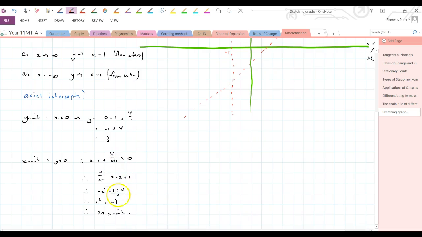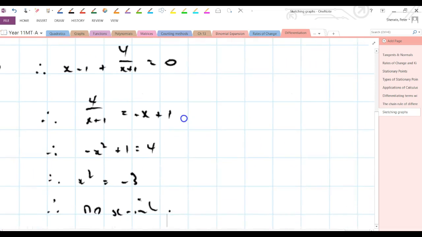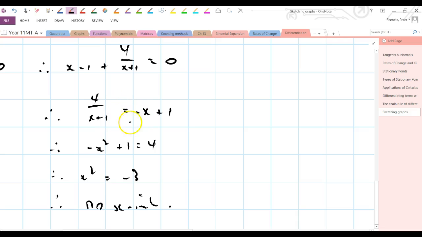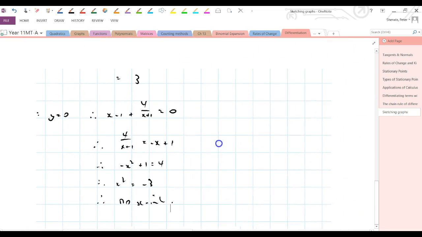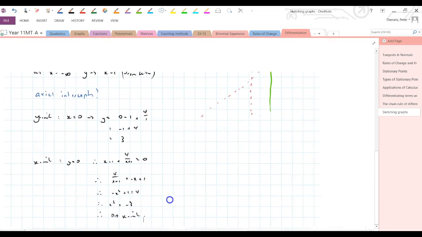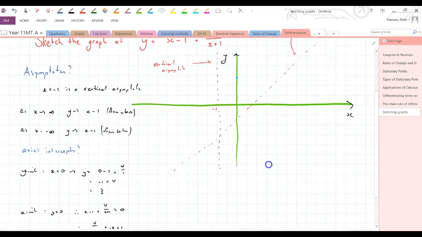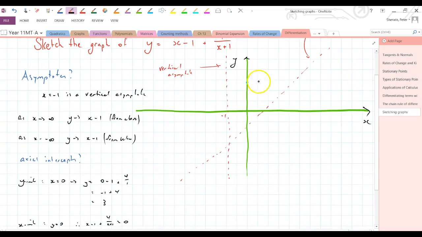Okay, I just paused there to do this calculation. We're looking for the x-intercept, so make y equal to 0 and try to solve this through. As you can see, if I blow this up, trying to solve this equation, multiply this x plus 1 across here, we end up with x squared equals minus 3. So there is no x-intercept because there's no solution to that. So we're not going to go through the x-axis, which is fine. I think that all makes sense.